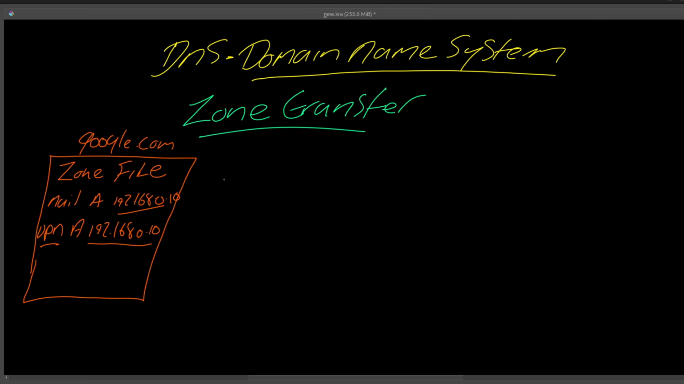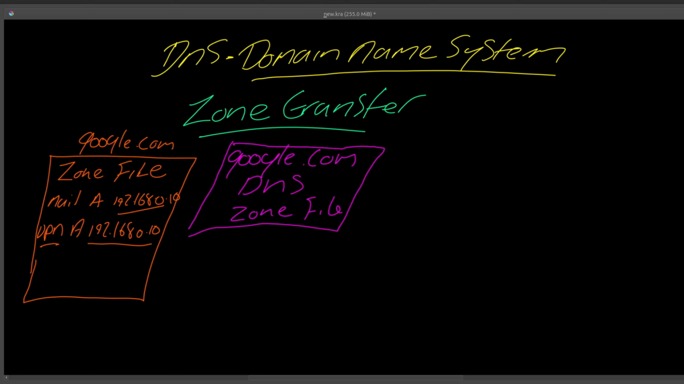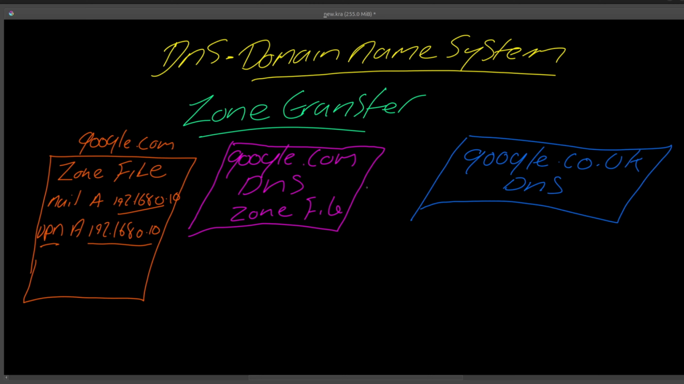So why do we even need zone files? That's probably a good question. Let's say Google is currently operating in the USA, and they have a DNS server and its zone file in America. Then they decide to set up a new DNS server in the United Kingdom. The new server needs a copy of all the records so it can answer queries correctly. This is what's called a zone transfer.